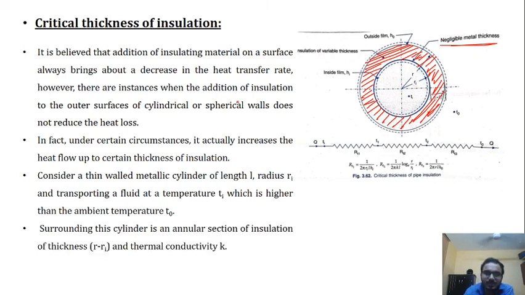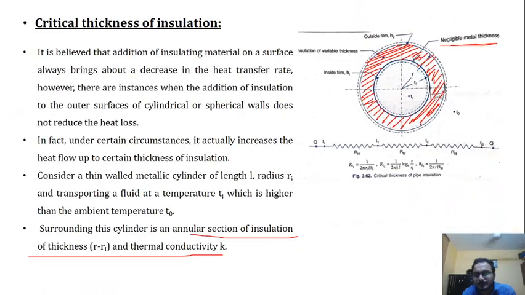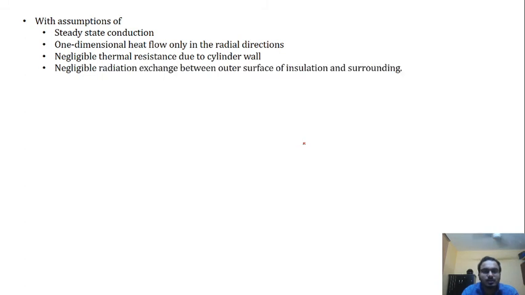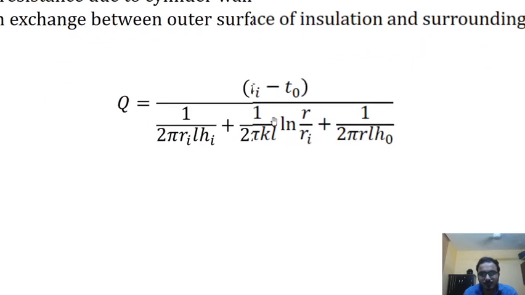Surrounding this cylinder is an annular section of insulation of thickness R minus Ri and thermal conductivity K. So here you can see this portion, this thickness is R minus Ri. Now, with assumptions of steady state heat conduction, one dimensional flow only in radial direction, and negligible resistance due to cylindrical wall with no radiation present, the heat flow can be written in this way.